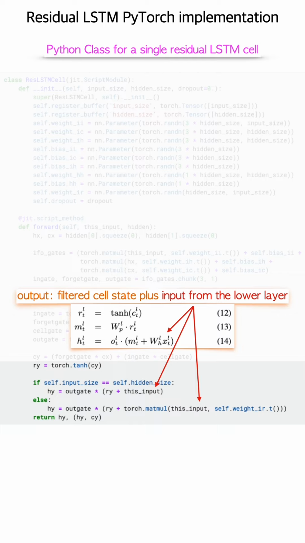The place where residual LSTM deviates from the standard LSTM is in calculating the output. In addition to the filtered cell state, the input from the lower layer is added before multiplying with the output gate. These residual connections provide a spatial shortcut path from lower layers for the gradients to flow more effectively in training deep LSTM layers.